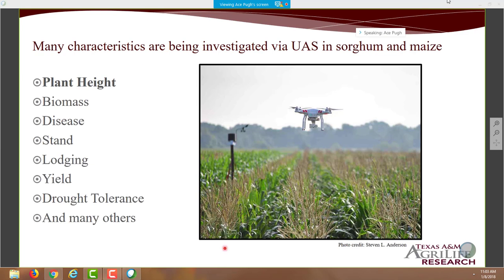Now, we're looking at many different traits in sorghum and maize at this university. This is not an exhaustive list at the left, but it is a few of the traits that are being investigated. But for this paper, we chose to focus on plant height.